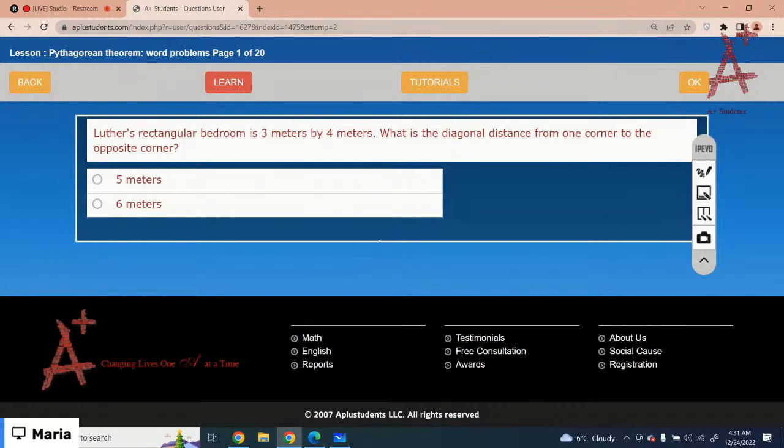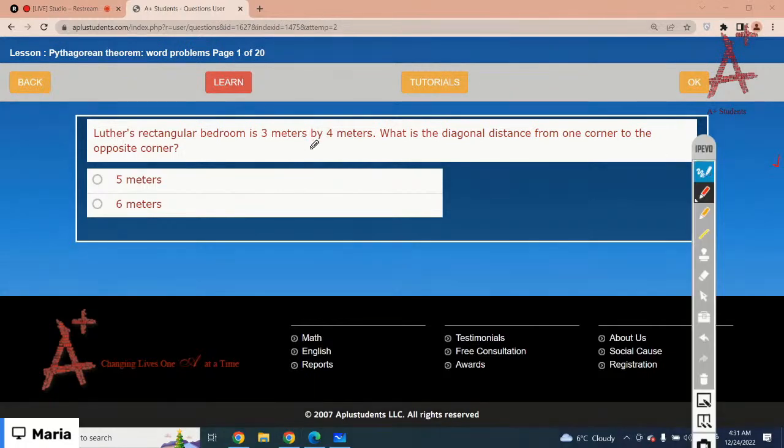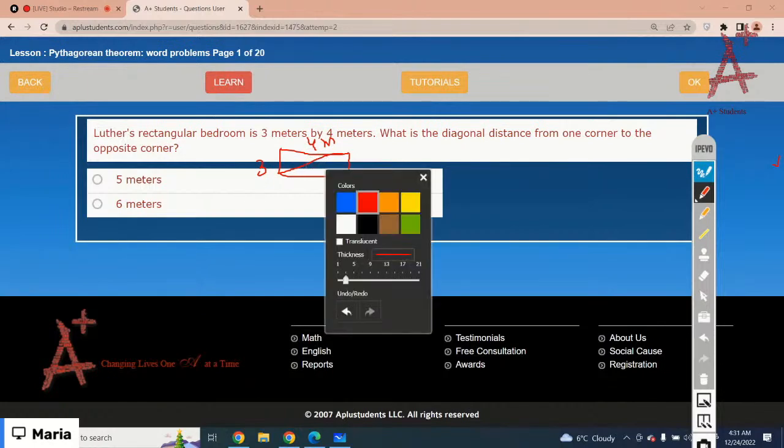So it is a rectangular shape. It looks like this. This is the rectangle. This is 3 meters. This is 4 meters. What is the diagonal distance? Yeah, this is the diagonal distance. So basically, you have to find the hypotenuse, or c, in the given triangle. Got it?